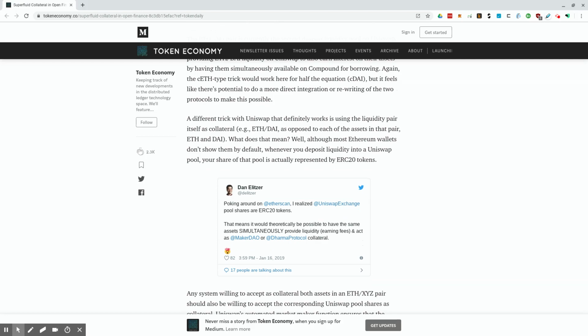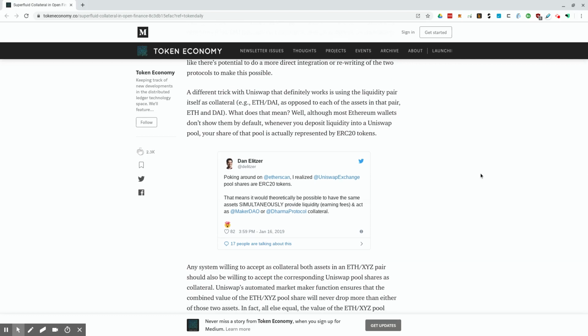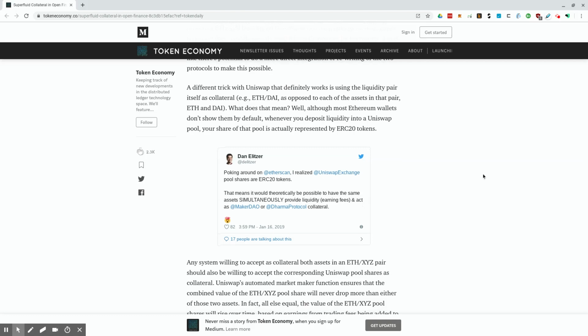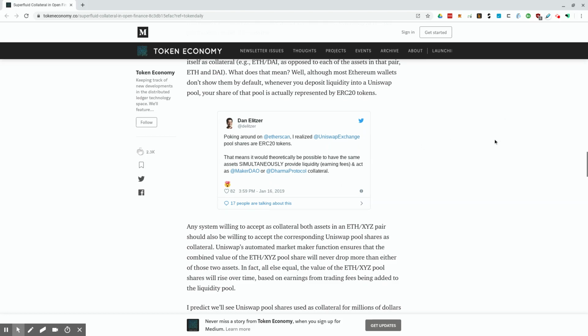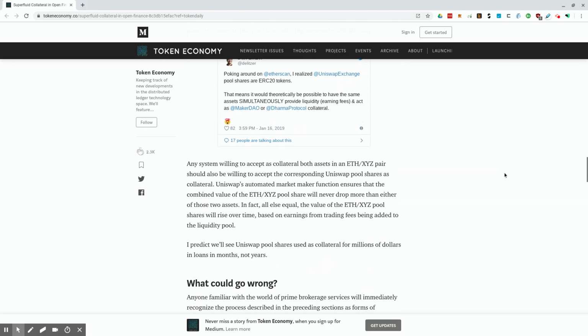A different trick with Uniswap that definitely works is using the liquidity pair itself as collateral, i.e. ETH DAI, as opposed to each of the assets in that pair, ETH and DAI. What does that mean? Well, although most Ethereum wallets don't show them by default, whenever you deposit liquidity into a Uniswap pool, your share of that pool is actually represented by ERC-20 tokens. And that's what this tweet says here. Poking around on Etherscan, I realized Uniswap pool shares are actually ERC-20 tokens. What that means is it would theoretically be possible to have the same assets simultaneously provide liquidity and act as Maker DAO or Dharma collateral, which is pretty sweet.